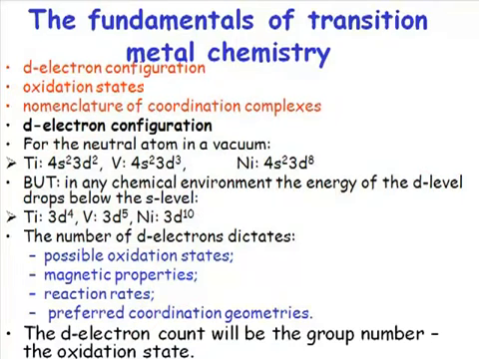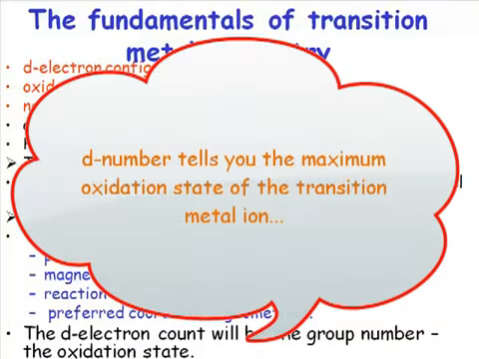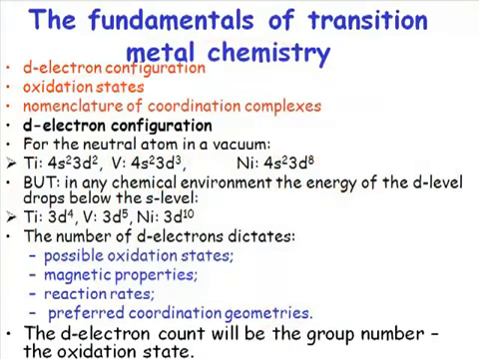So this group number, which is telling you how many d electrons you've got in your atom, is also telling you what the maximum oxidation state is. You can have any oxidation state up to the maximum oxidation state, but you cannot have an oxidation state higher than the maximum oxidation state. So the maximum oxidation state for titanium will be titanium 4. The maximum oxidation state for vanadium will be vanadium 5.